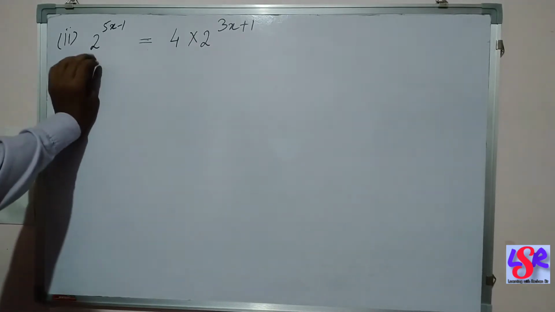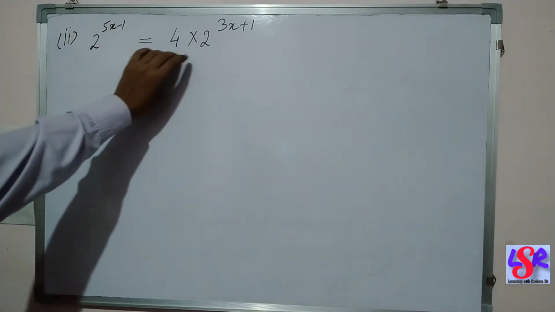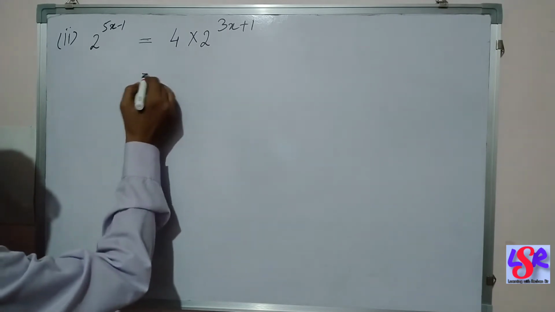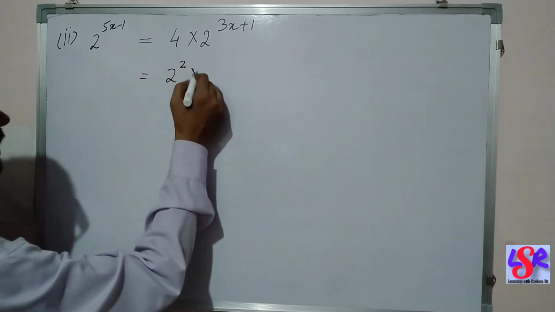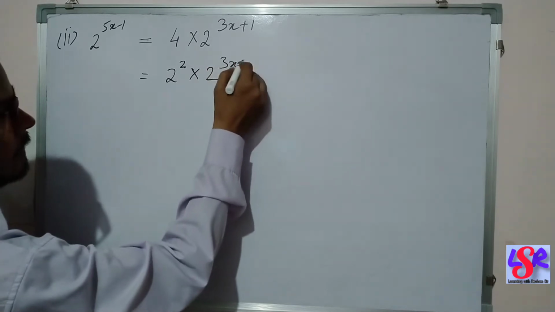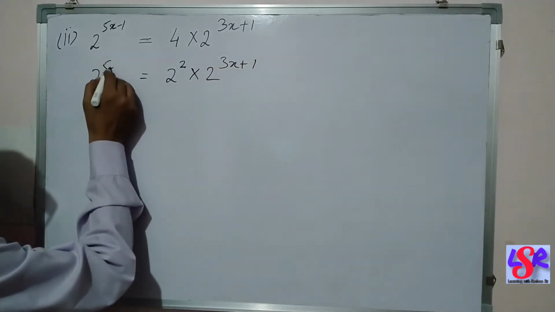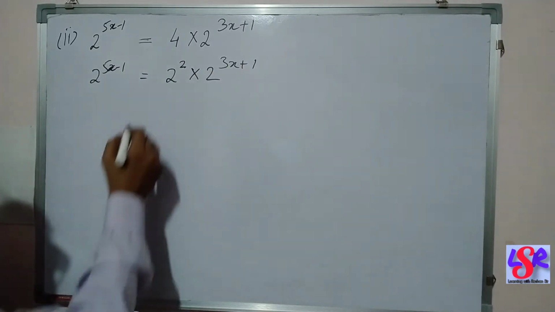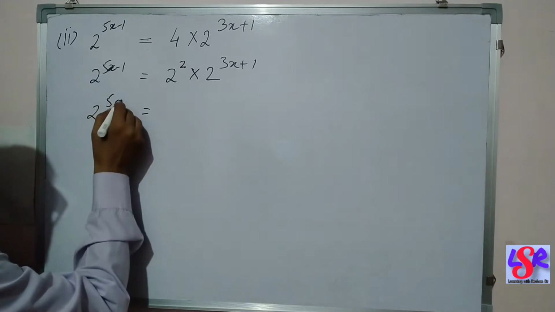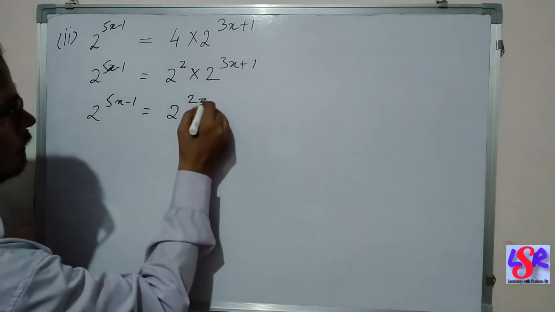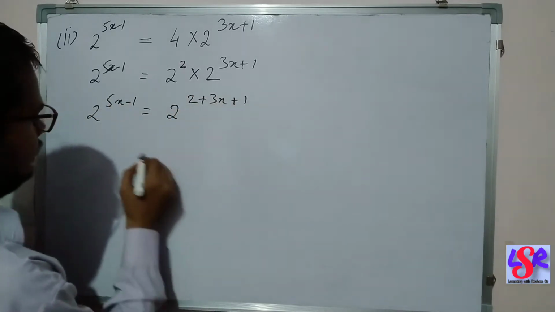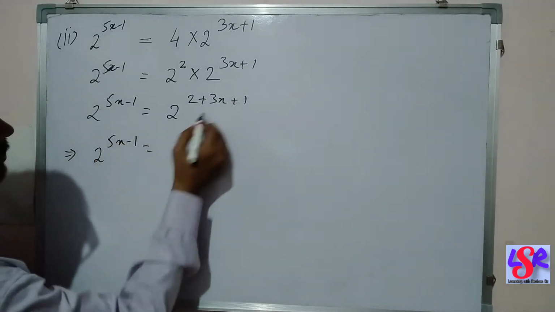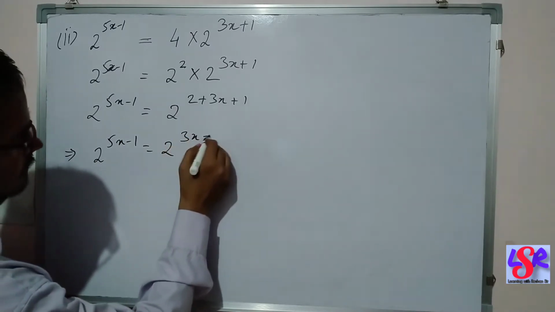Now let us see the second part. Here we are having 2 to the power 5x minus 1 equals 4 into 2 to the power 3x plus 1. Now this 4 will be reduced to the form of 2 to the power 2, and this will be just copied along with this one. Now here the bases are same, so the powers will be added, and this will be 2 to the power 5x minus 1 equals 2 to the power 2 plus 3x plus 1. Now 2 to the power 5x minus 1 will be equal to 2 to the power 3x plus 3.